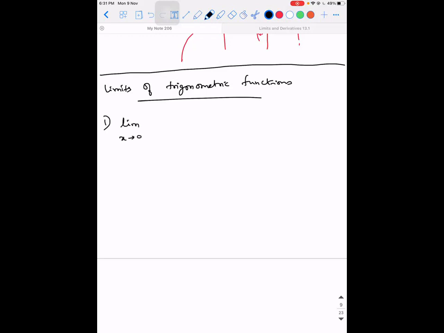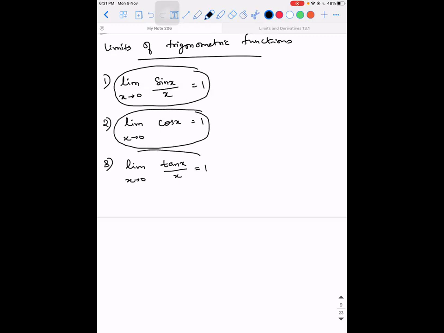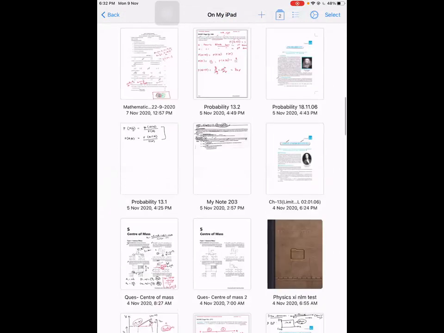Limit x tends to 0, sin x divided by x is 1. First write it down. So wherever trigonometric functions are involved, limit x tends to 0, sin x by x is 1. Limit x tends to 0, cos x is 1. Limit x tends to 0, tan x by x is also equal to 1. Just give me a minute.